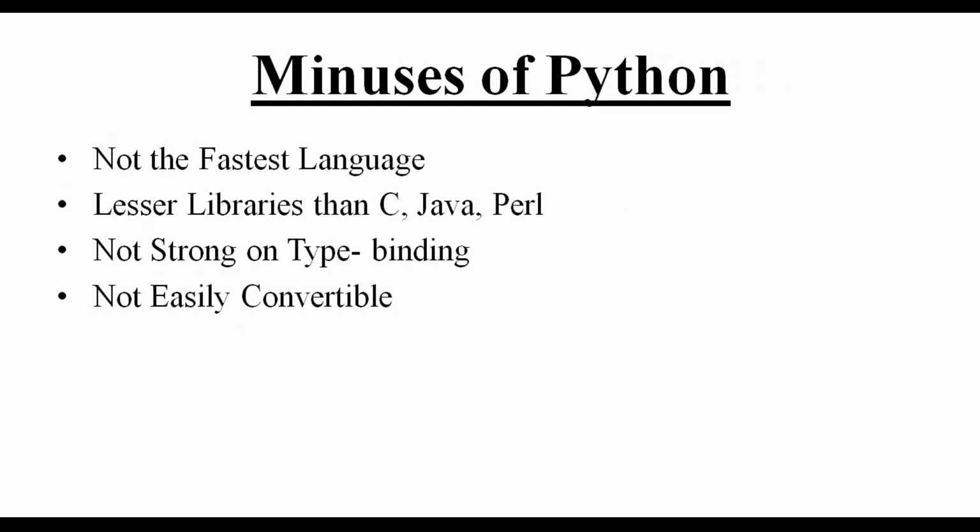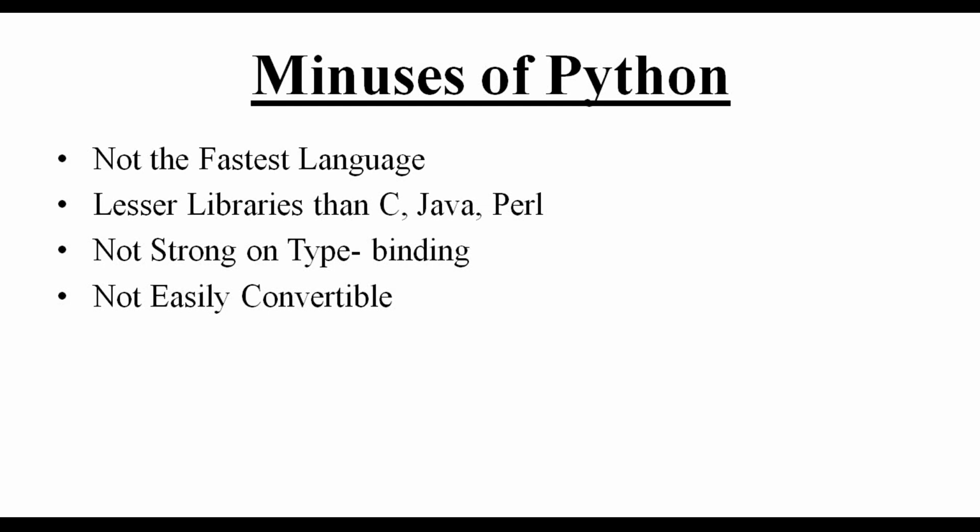Now, minuses of Python. Before that, we discussed the pluses of Python. Pluses are the features. Now, these are the disadvantages, the drawbacks of Python. That's called the minuses of Python. First point is not the fastest language. Why is it called not the fastest language? C, C++, Java are the fastest languages because they use a compiler. The compiler compiles our whole source code at once and converts it into bytecode, you can say machine code.